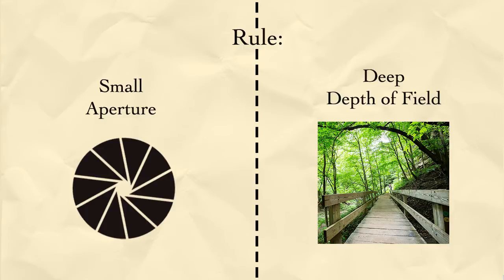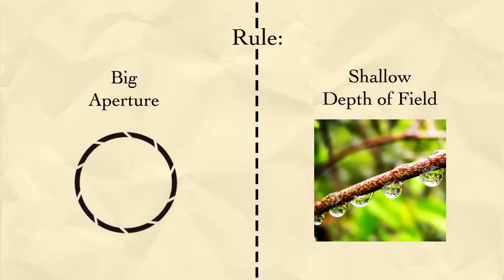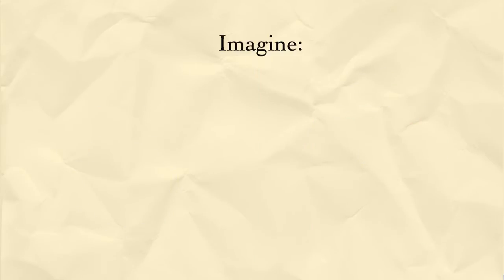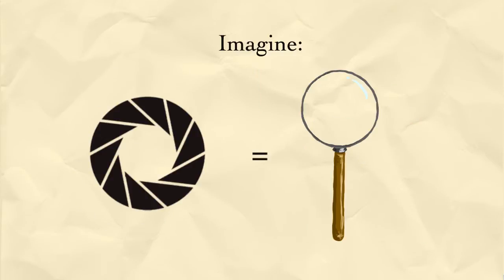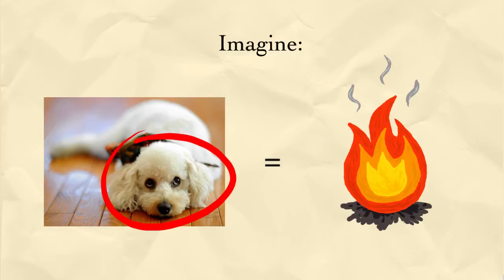And it's about to get worse, because everything's backwards when it comes to depth of field. So here's the rule. The smaller the aperture, the deeper the depth of field. The bigger the aperture, the shallower the depth of field. And here's why. Imagine that the aperture of a camera is a magnifying glass, and the part of the picture that's in focus is wherever the magnifying glass has the ability to burn.